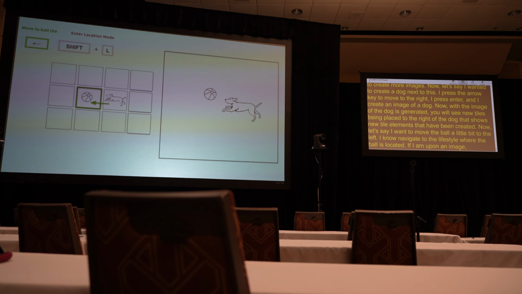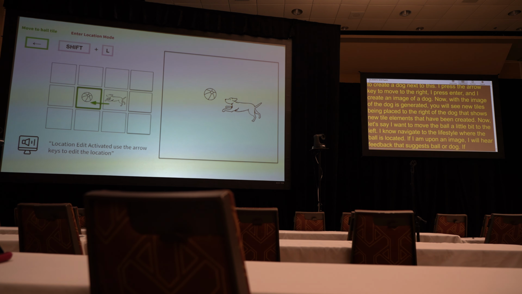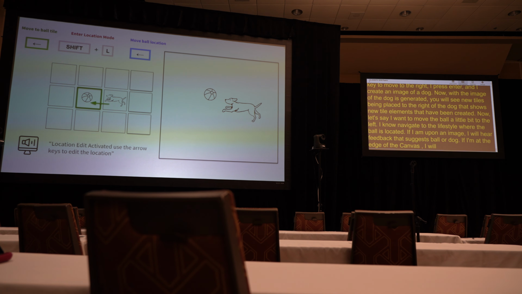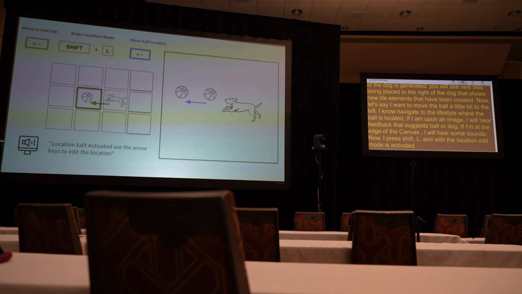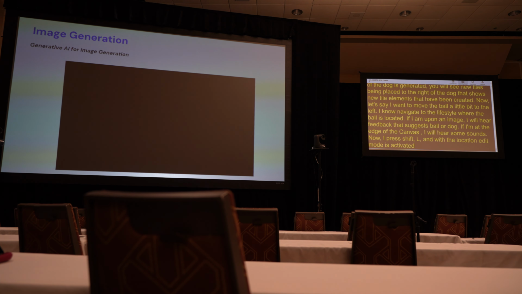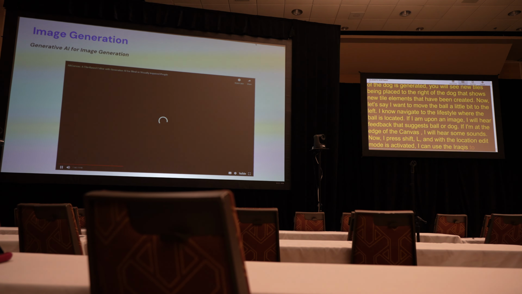Now I press Shift L to enter the location mode, and once the location edit mode is activated, I can use the arrow keys to move up, down, left, right. If I'm at the edge of the canvas, I'll hear thump sounds. And then I can move the image. So I want to go through some videos about how the system works.